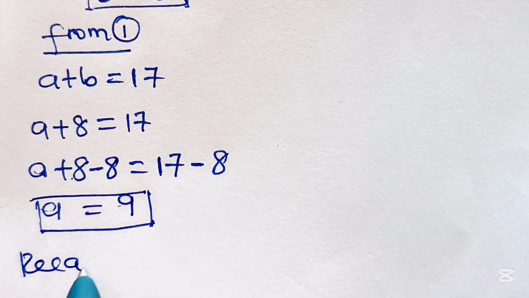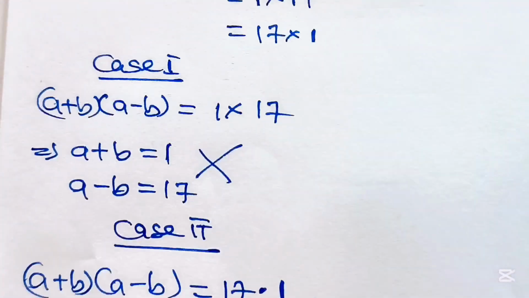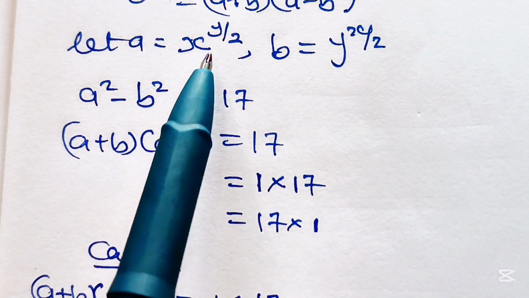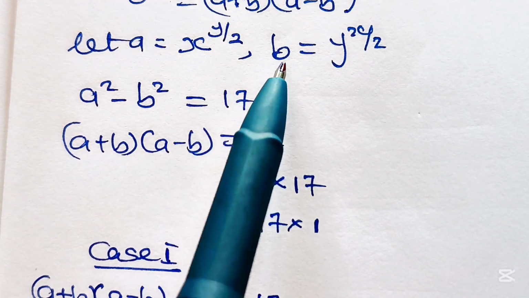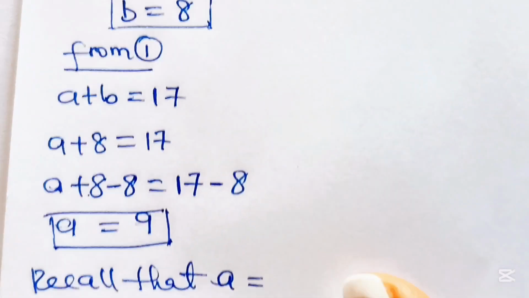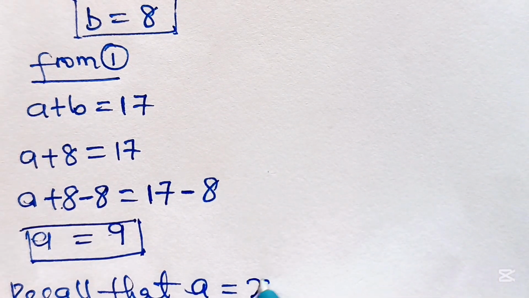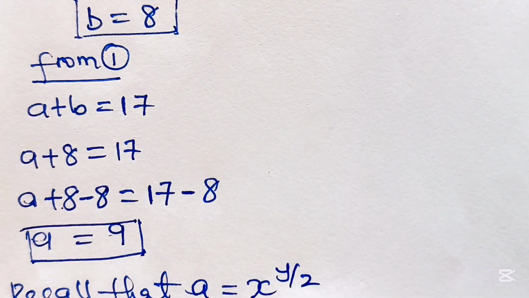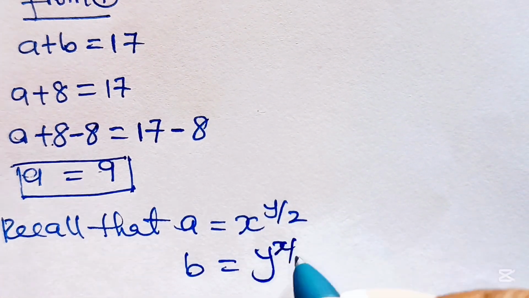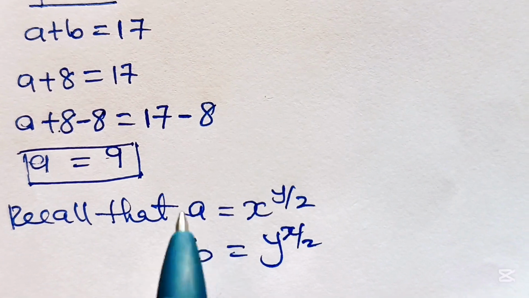Recall that A is equal to x to the power of y over 2, and our B is equal to y to the power of x over 2. All right. So being that we have this, let's substitute.